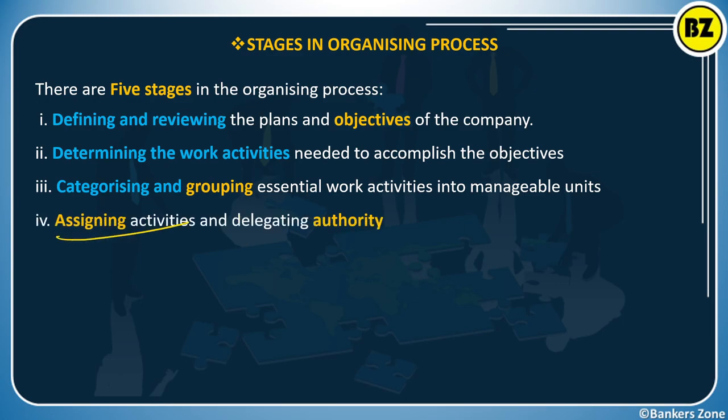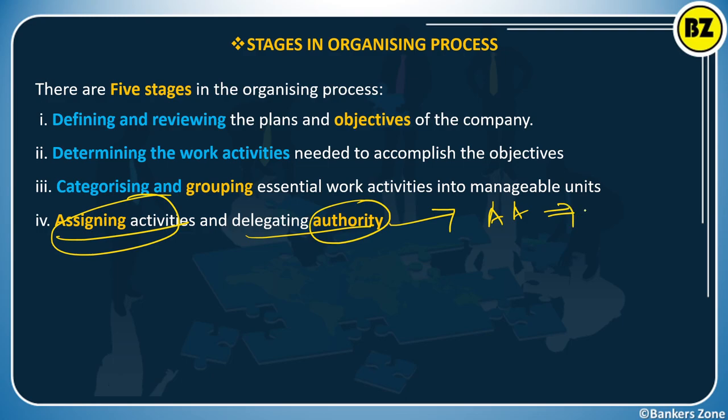Next, assigning activity and delegating authority. For example, in an organization, assigning activity means you will assign the activity. This work must be done by these people. This work must be done by that employee. So you have allocated the work, and apart from that you also have to give the authority.